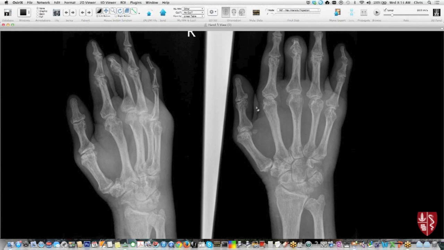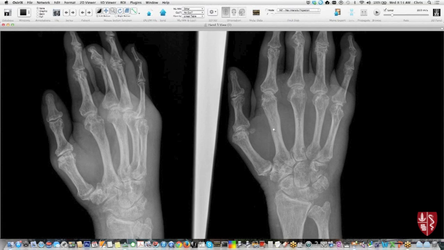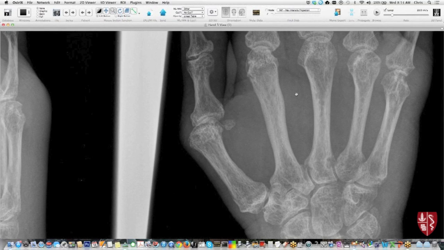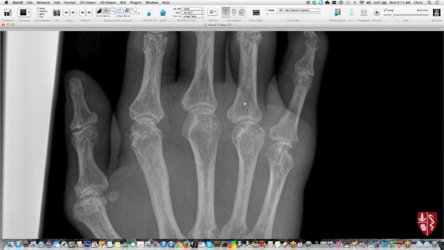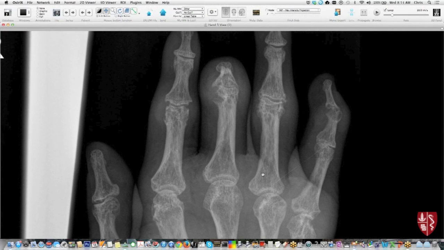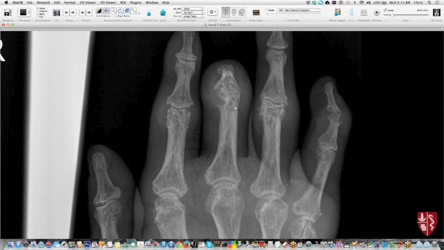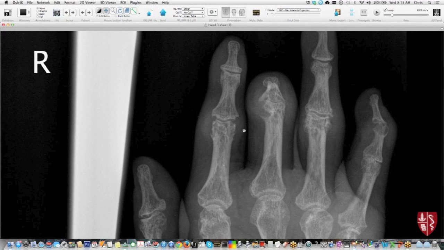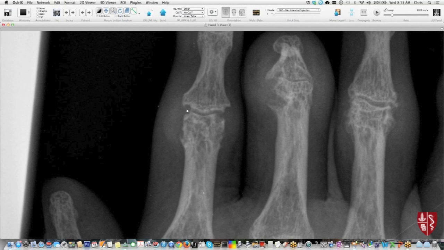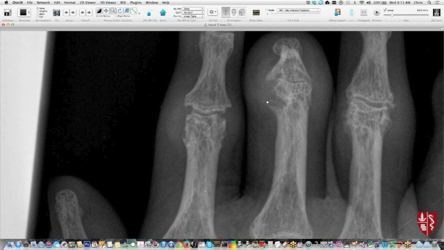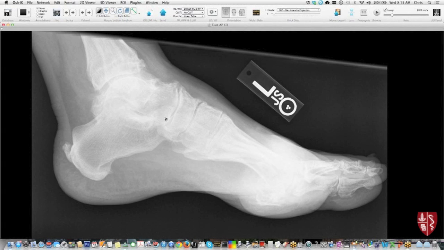Another example of gout here, again just seeing the pretty focal erosions. In this case, the fifth metacarpal, DIP joint here, and then here you should see nice cortical margins, erosion there, that erosion there, and a lot of soft tissue swelling. Nice example of an overhanging edge right there. All right, so hopefully you're all following along okay here.